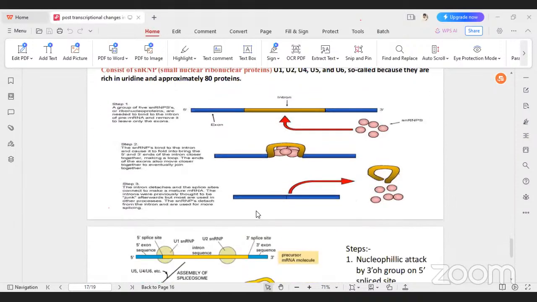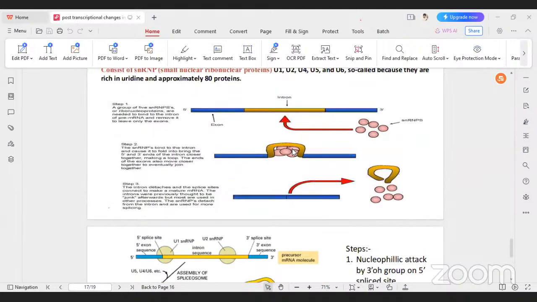This is the spliceosome mechanism. The intron is removed and now the exons join. This is important; this diagram is required. The simple exons with the intron between them, and the spliceosomes fold the intron. Now cut the intron and separate it. Now join. This is the simple diagram. Draw this for the spliceosome.